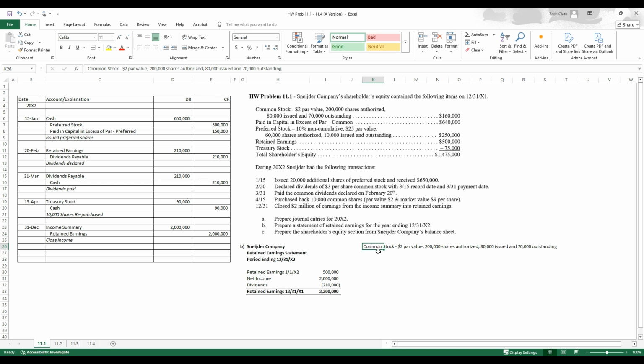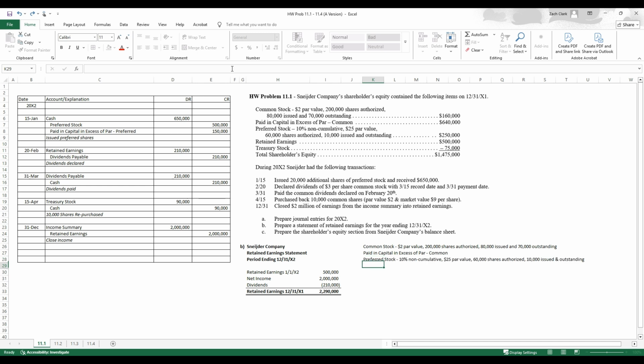Okay, so here, again, I'm just copying in directly from what we had above. Preferred stock, 10% non-cumulative. Some of this information you won't need specifically for this problem, like the fact that it's 10% non-cumulative. That's just some of the specifics of how the preferred stock is different from common stock. But for our purposes, we're not going to be too concerned with that.